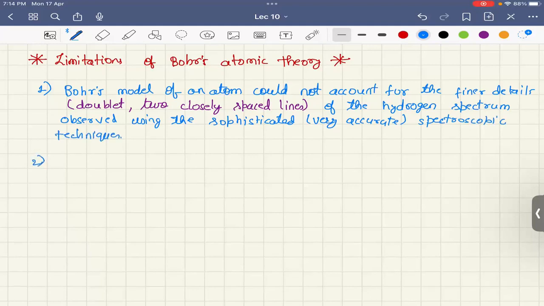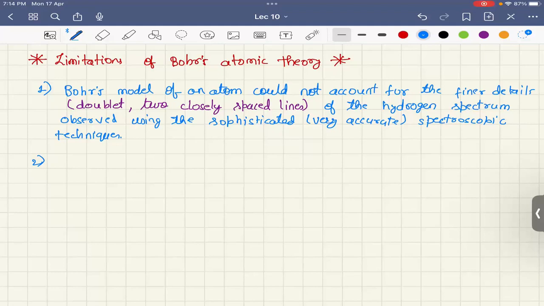So the second point is that Bohr's model of an atom could not explain the line spectra of atoms containing more than one electron, right? According to Bohr's theory, one and only one spectral line can originate from an electron between two energy levels. But if a powerful spectroscope is used, certain single lines are found to split into a number of very closely related lines, right? The existence of such lines could not be explained on the basis of Bohr's theory.